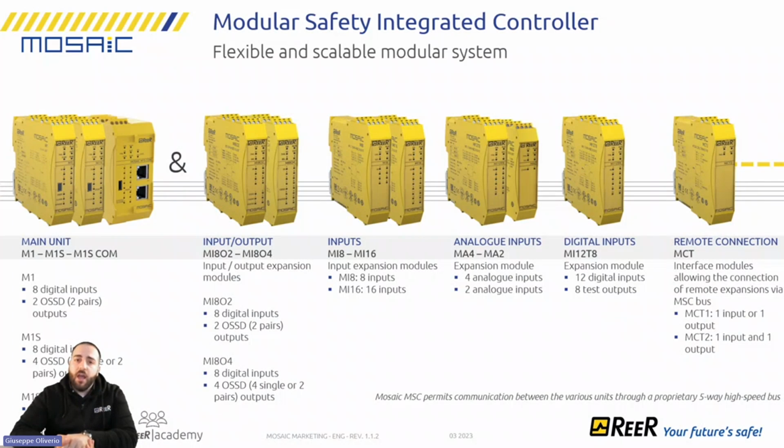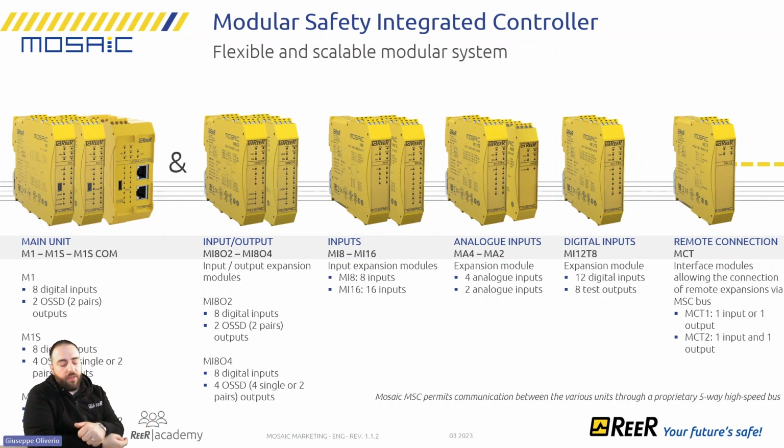Then we have the analog modules. So the analog modules, we have the MA4 and MA2, so 4 channel or 2 channel. In this case, you can manage signals in 4 to 20 milliamps interface or 0 to 10 volt. It doesn't matter what you're going to measure. What is important is the output signal from the device. Then, if it's certified, better. If not, we are also able to manage the redundancy of the signal.